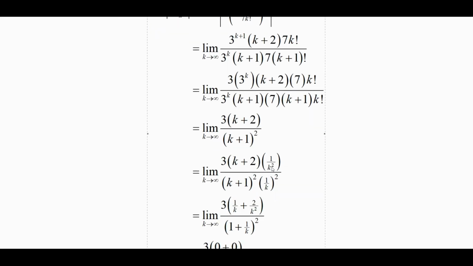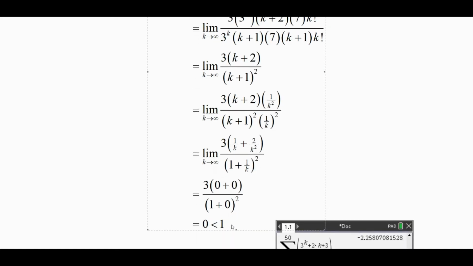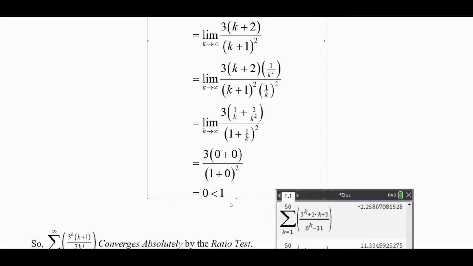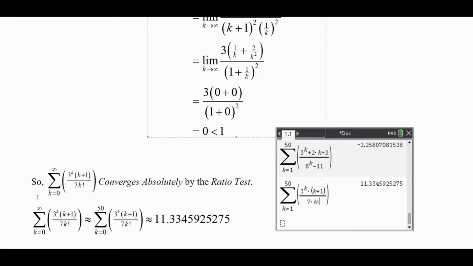I multiply by 1 over k squared. Distribute here, we get 1 over k plus 2 over k squared. Denominator, I get a square on the outside, then distribute the 1 over k. I get 1 plus 1 over k. Take the limit as k goes to infinity. The bottom goes to 1. The top goes to 0. So the whole thing goes to 0, which is certainly less than 1. So the series converges absolutely by the ratio test.